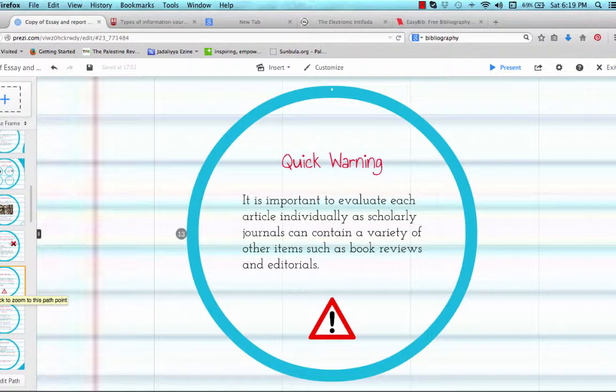Now, once you have the sources, so you research and you have the articles, that's great. But you have to look at each article individually, because sometimes you print it out and then you read it and think, you know what? No, this is not really useful to me. So you need to look at every single article and evaluate it individually.